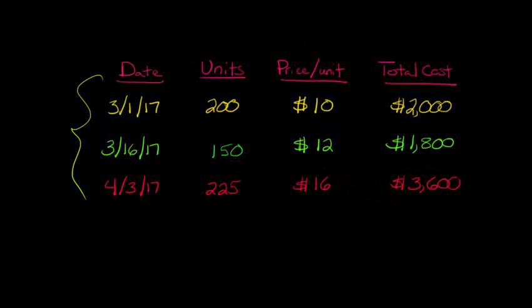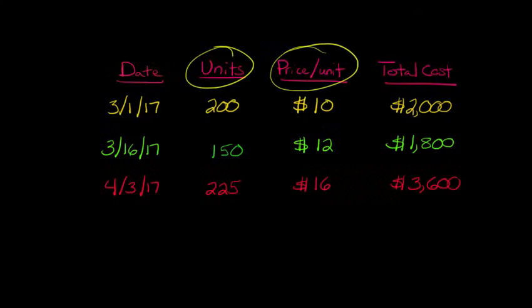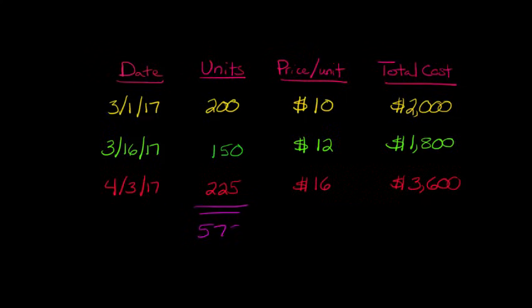So here are our purchases. We made purchases on 3 dates. And here are the various units that we purchased, the number of T-shirts, and the price we paid for each T-shirt, and then the total cost when we multiply out the units by the price. With the average cost inventory method, it's actually quite simple. We're just going to add up the total number of units that we purchased. So this would be 575, that's just the 200 plus the 150 plus the 225. That gives us 575 units total we've purchased.